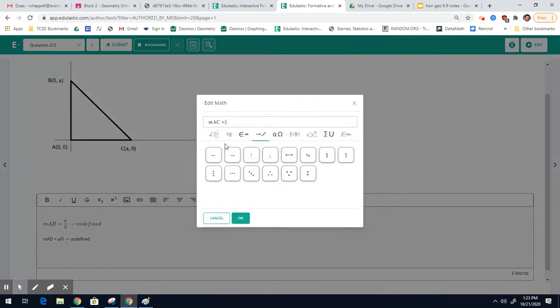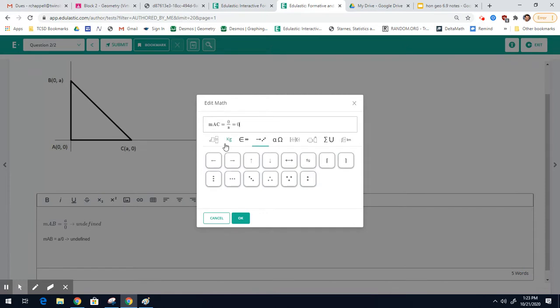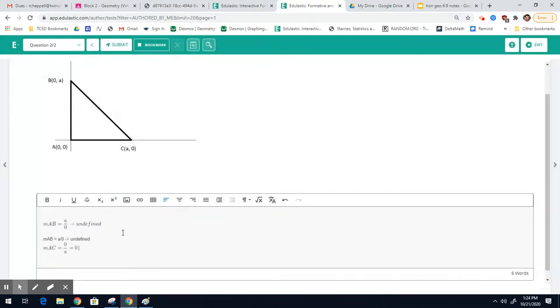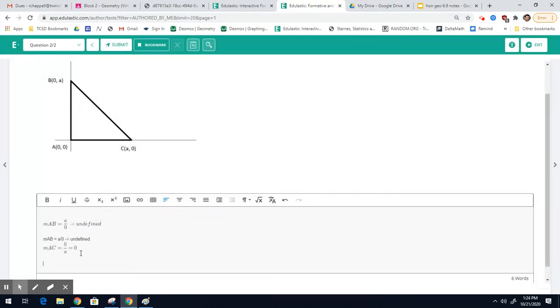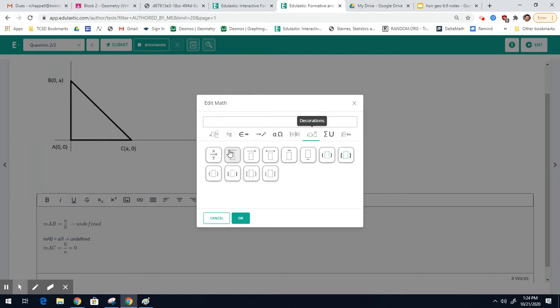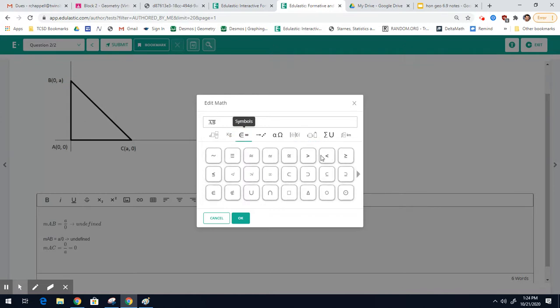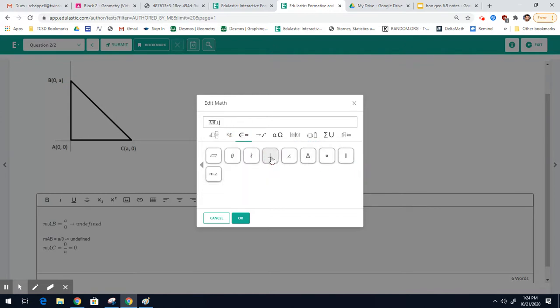Slope of AC equals 0 divided by a, which is 0. And we need to know that an undefined slope and a horizontal slope of 0 are opposite reciprocals. I did air quotes. They are perpendicular lines. So we now know that segment AB is perpendicular to segment AC. You can slow my video down to see what buttons I press.